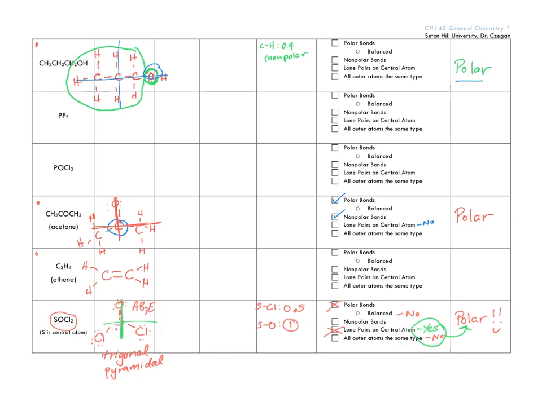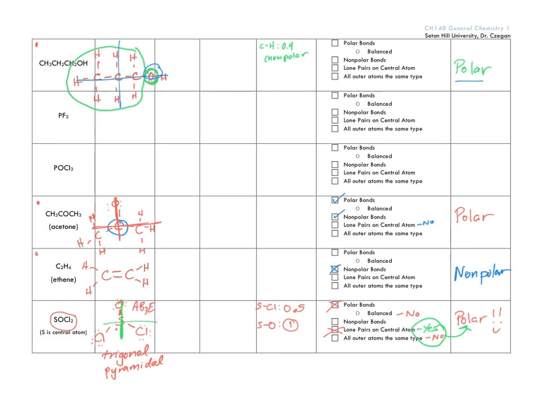Ethene, this is going to be a lot like methane or CH4 was on the other page. It's all nonpolar bonds. And that's it. There's no lone pairs anywhere. So this ends up being a nonpolar molecule.